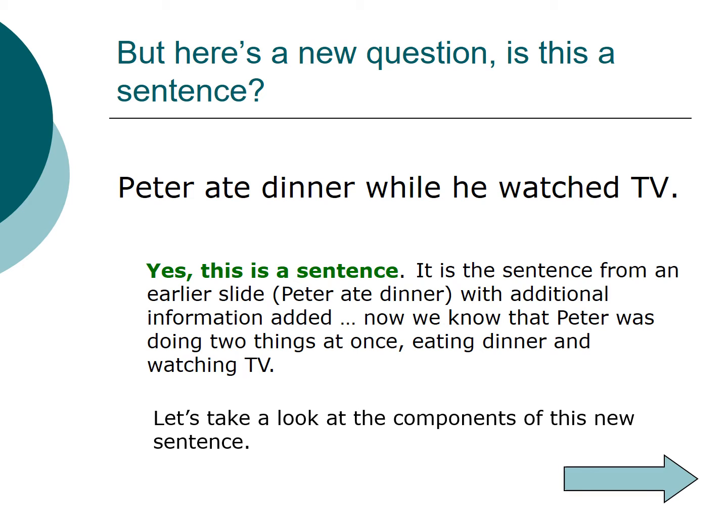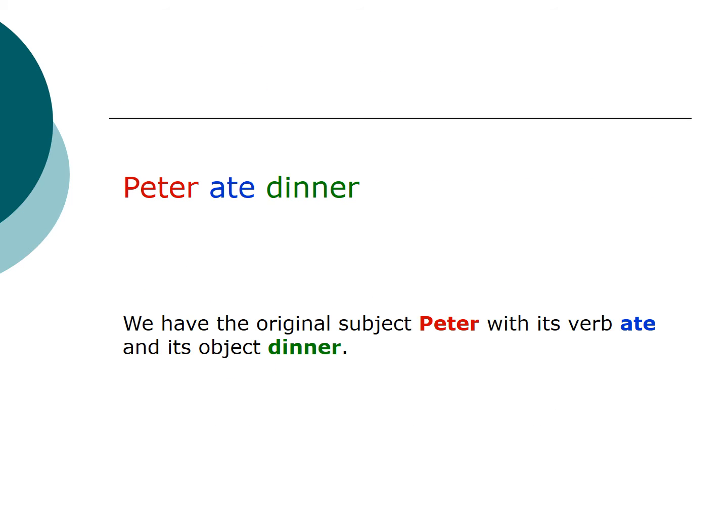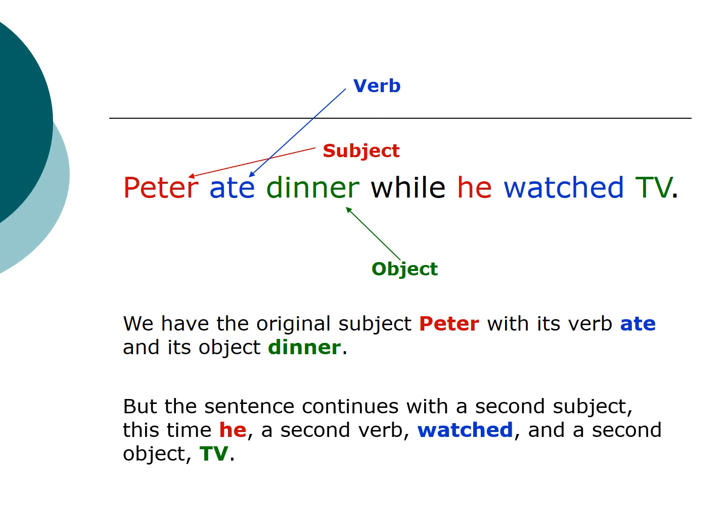So let's take a look at the components of this new sentence. I have already Peter ate dinner. So we have the original subject Peter with its verb ate and its object dinner. So, while he watched TV, this sentence continues with the second subject, this time he, a second verb, watched, and a second object, TV.